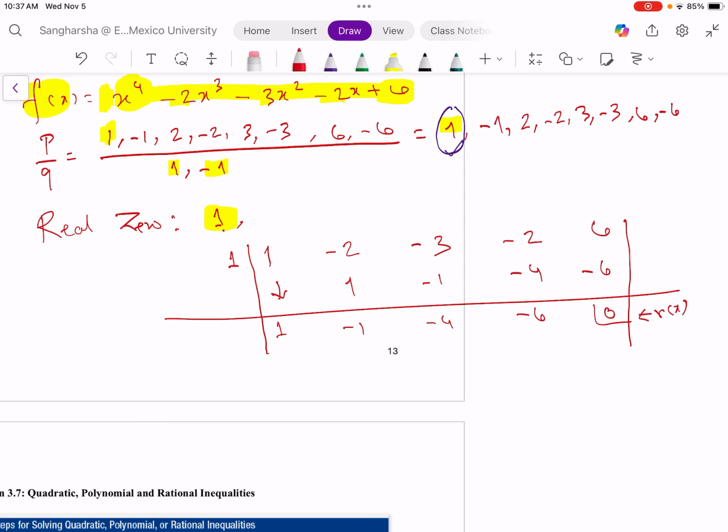Okay, so how does our function look now? Our function f of x is, so what is our divisor here? We know 1 is a real zero. So what is the divisor? x minus 1. So x minus 1 is the divisor. Now what will be our quotient here? This function has a degree 4. The quotient will have a degree less by 1. So it will be 3. So this is the coefficient of x cube. So this is x cube, x square, x, and this is constant. So 1 times x cube, so we have x cube negative x square negative 4x negative 6. So this is our quotient.